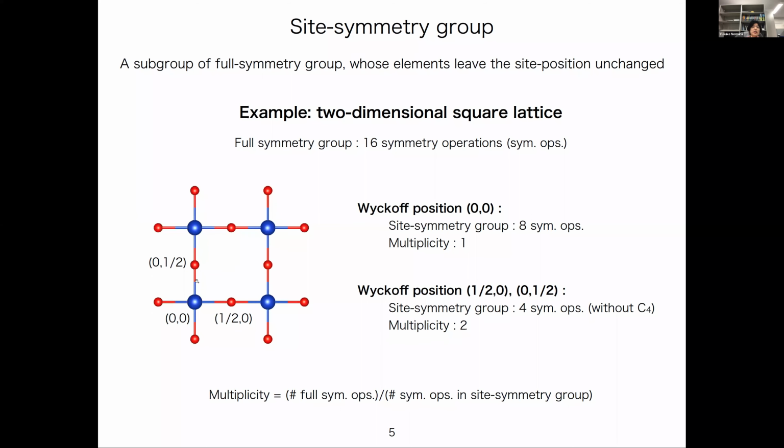Here is the example for the CuO2 plane in the famous cuprate material. Here we have a copper atom and the oxygen atoms here. This oxygen and this oxygen are equivalent because they are related by the 90 degree rotations. And this is related to the multiplicity of these Wyckoff positions.